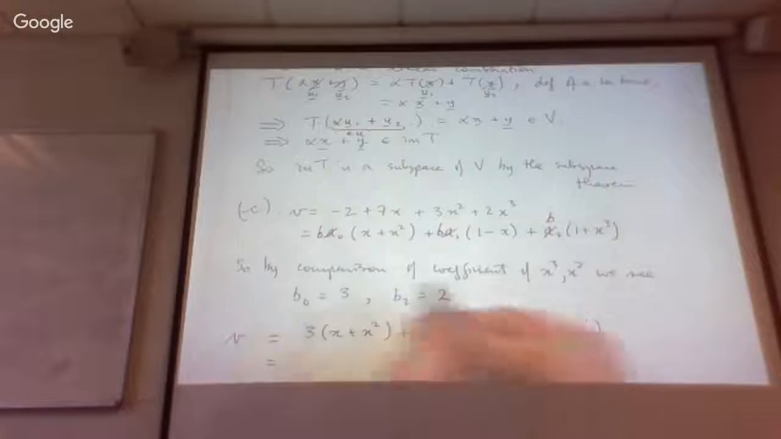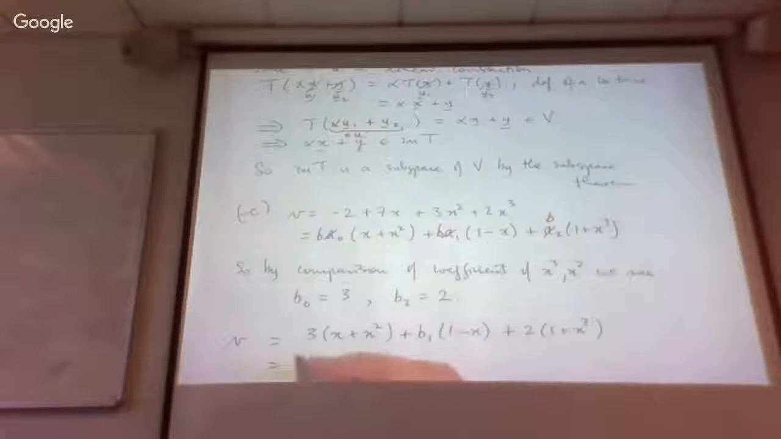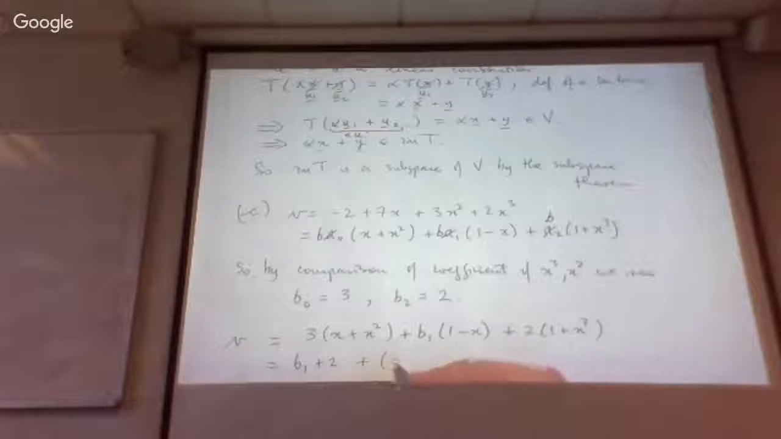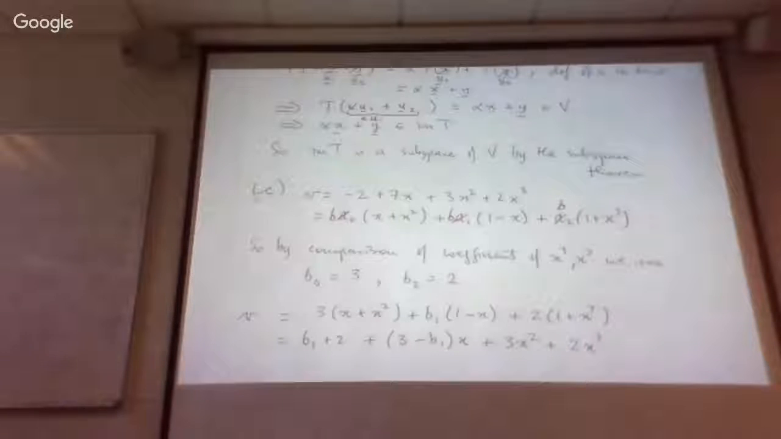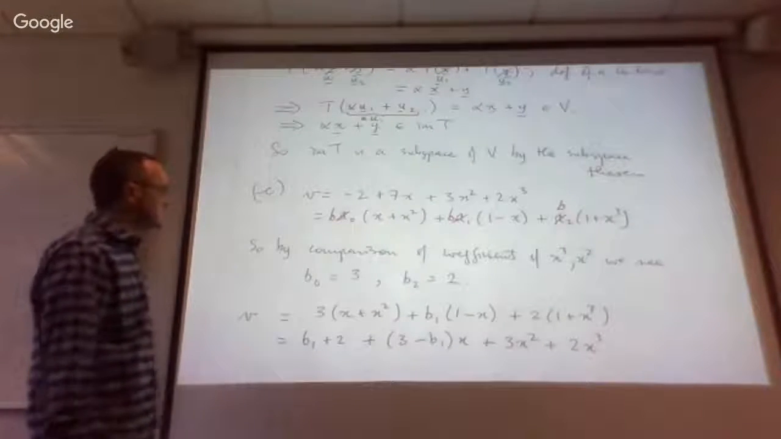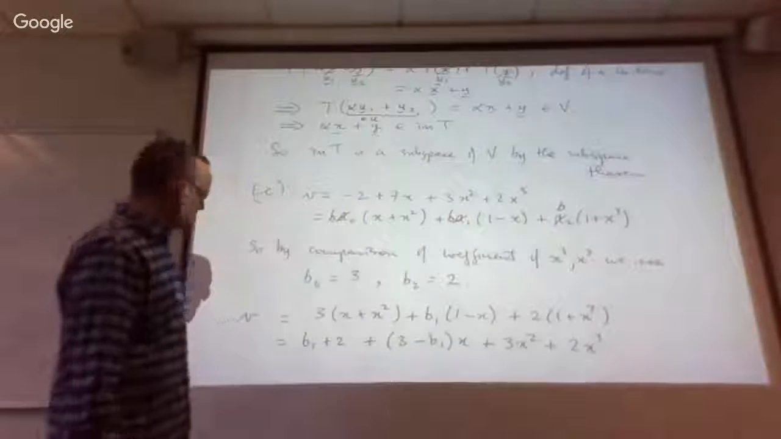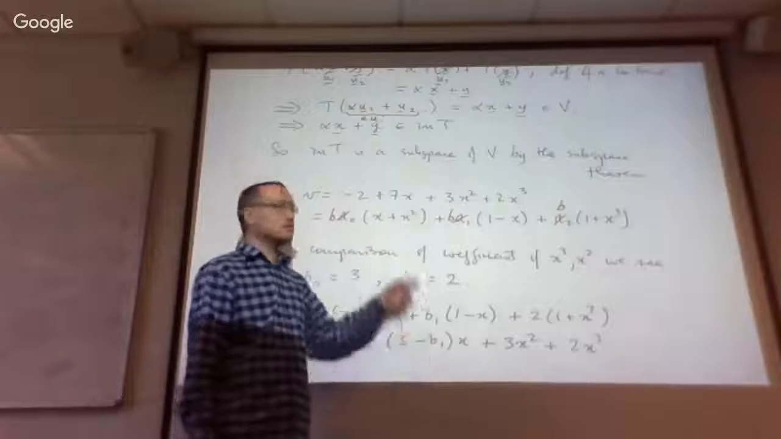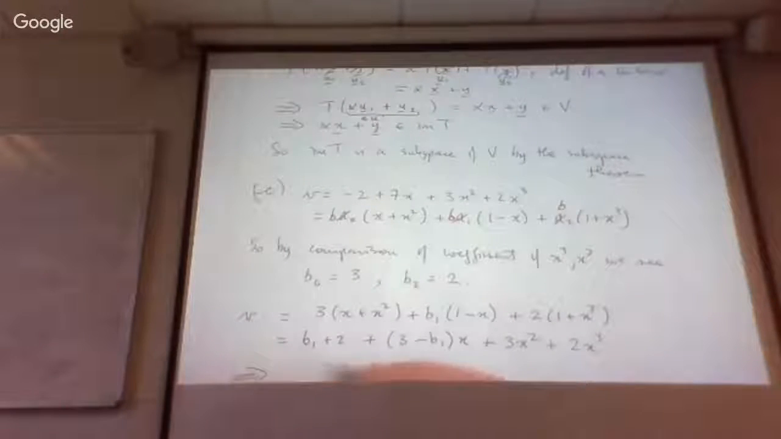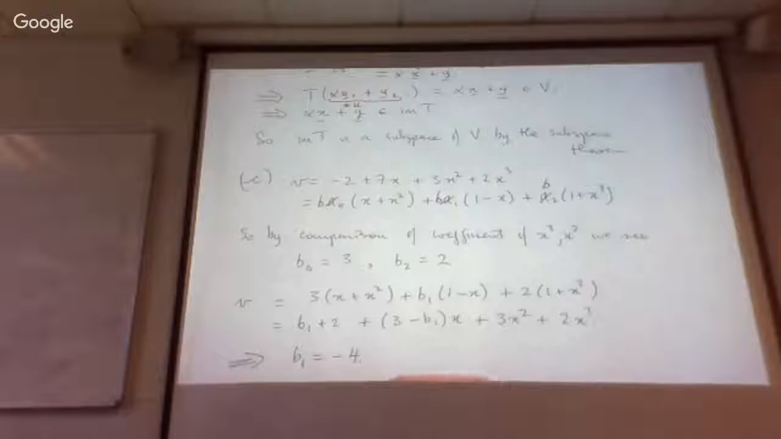Okay, then you just write this thing out so that we're writing the constant on the left. So the constant is b1 plus 2. The x coefficient is 3 minus b1. The x squared coefficient is 3, as it should be. And the x cubed coefficient is 2, as it should be. So can we save this? Can we find a b1 that will turn this into v? So the b1 plus 2 has to be minus 2, so therefore b1 has to be minus 4. Does that fit with the x coefficient? Yeah, it does. 3 minus minus 4, 3 plus 4 does indeed give you 7. So this implies that b1 is minus 4.